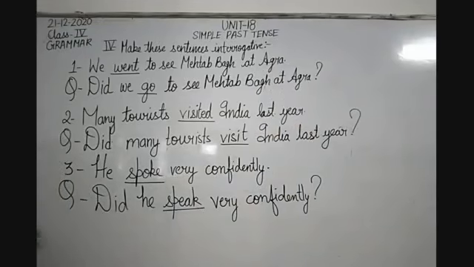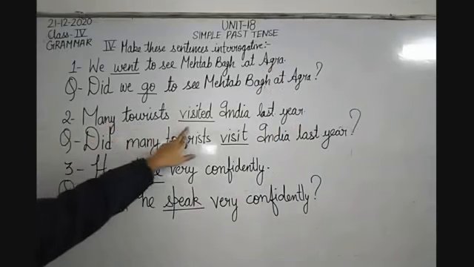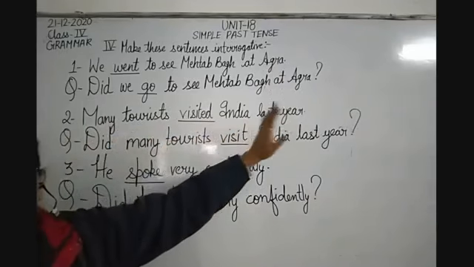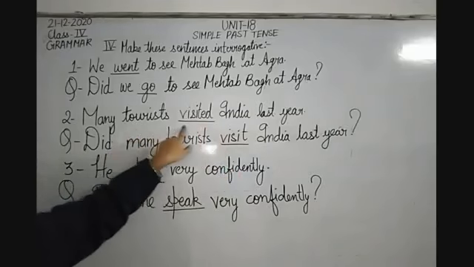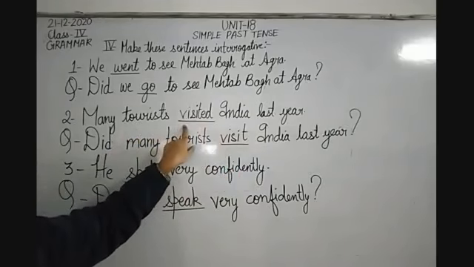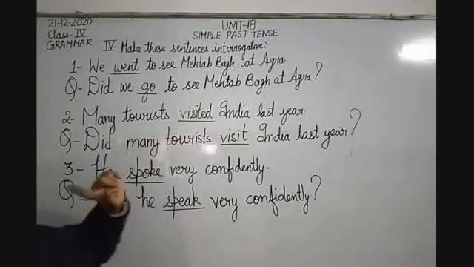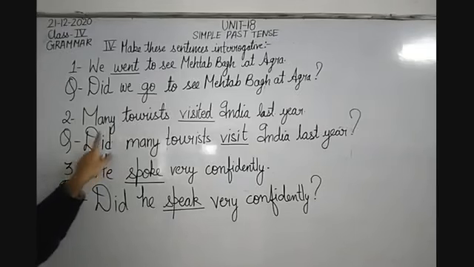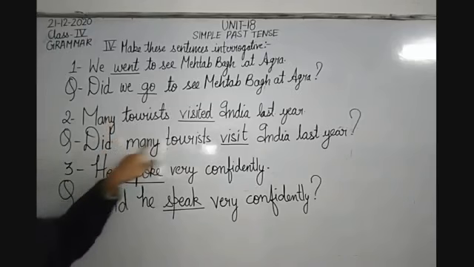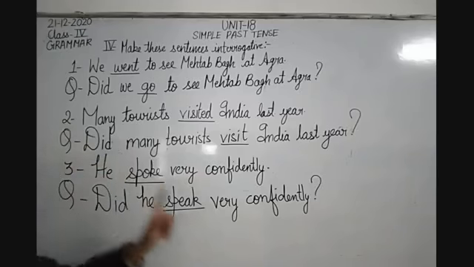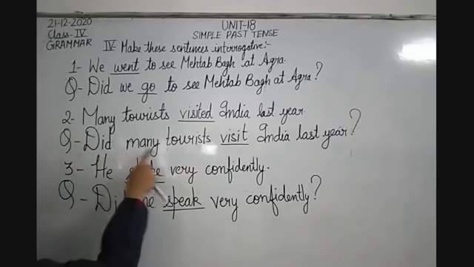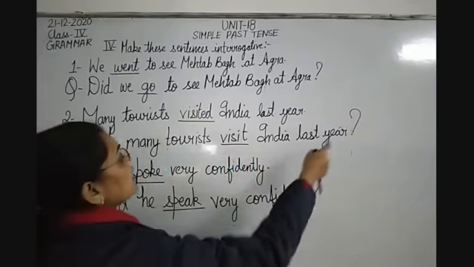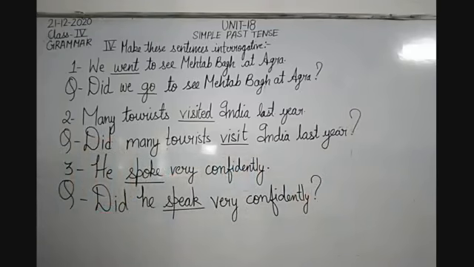Then the second one, many tourists visited India last year. First of all, identify and underline the verb, that is visited. We need to bring back the verb to its root form. Start the question with did in simple past tense. Then the first letter of the subject will be small unless it is a proper noun. So, did many tourists visit India last year? At the end, question mark.